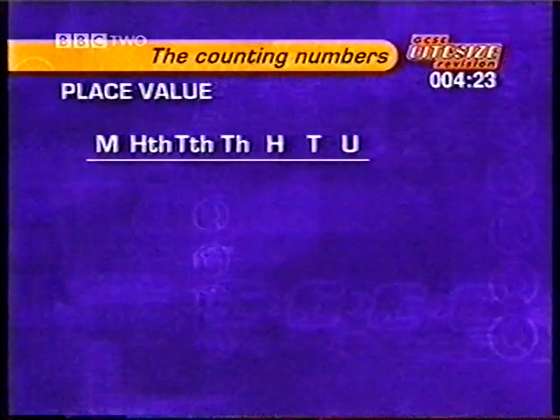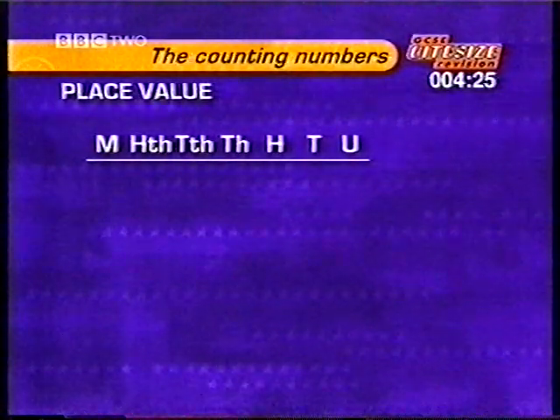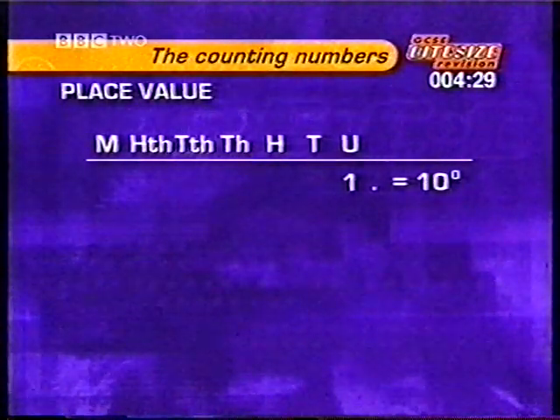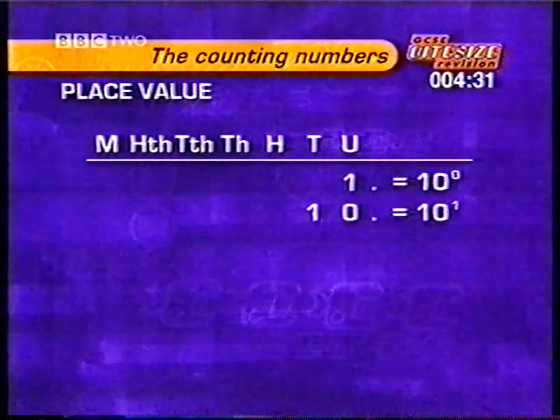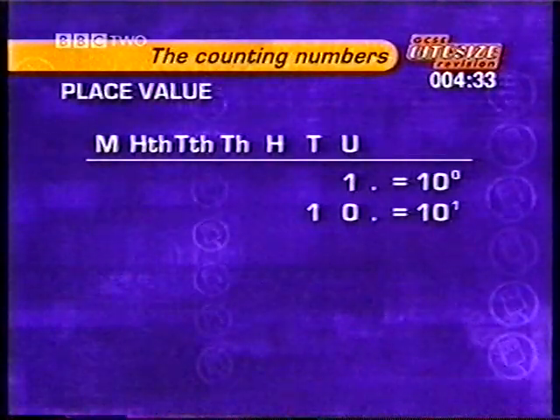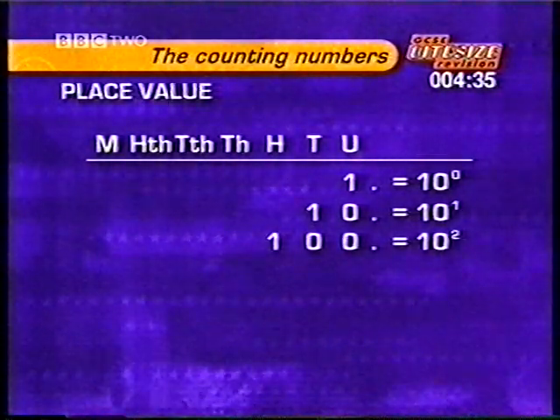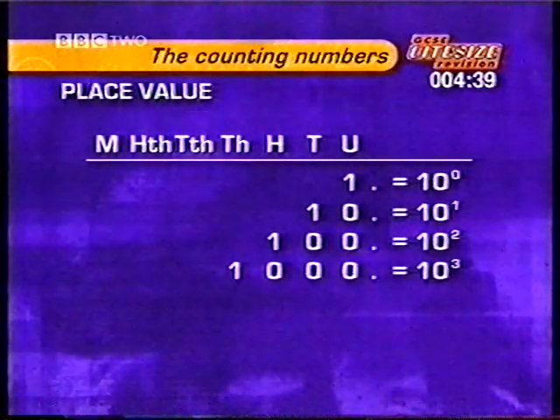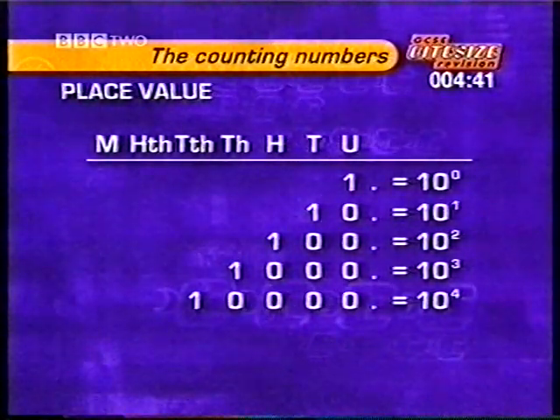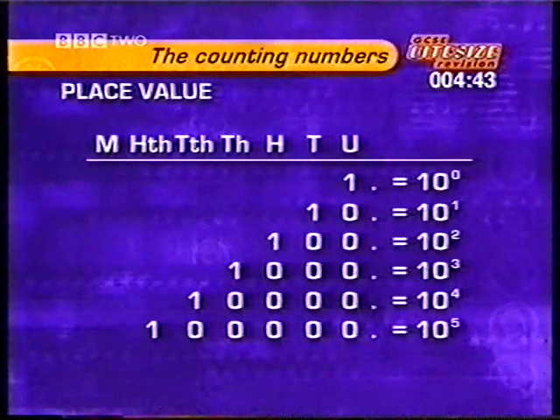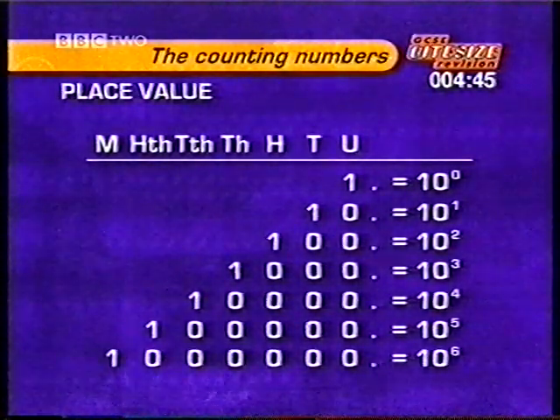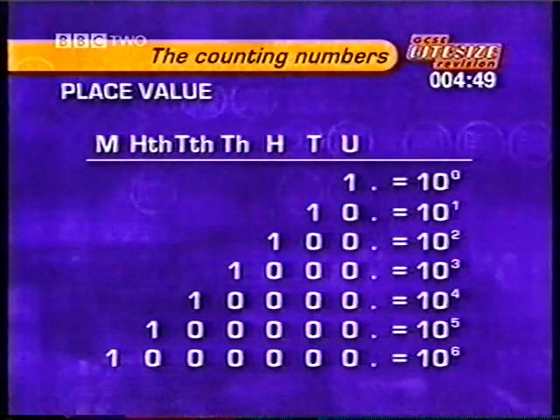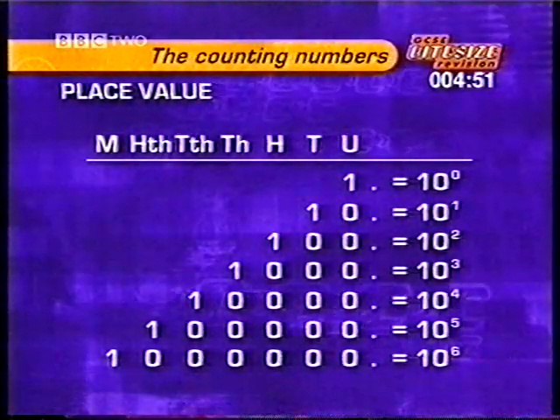Each column, hundreds, tens and units, is actually headed according to powers of 10. 1 is 10 to the power 0, 10 is 10 to the power 1, 100 is 10 to the power 2, 1,000 is 10 to the power 3, 10,000 is 10 to the power 4, 100,000 is 10 to the power 5, and 1,000,000 is 10 to the power 6, and so on. There's more about powers in the section on extending the notation.